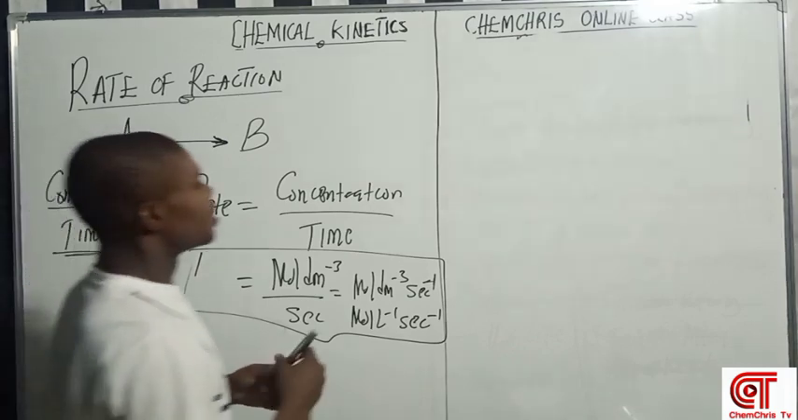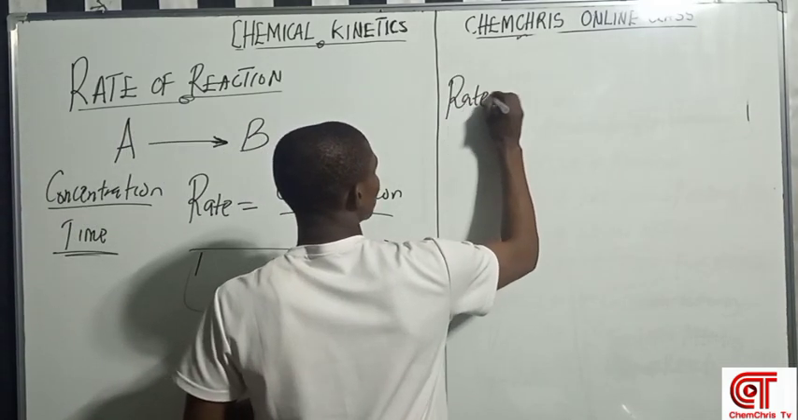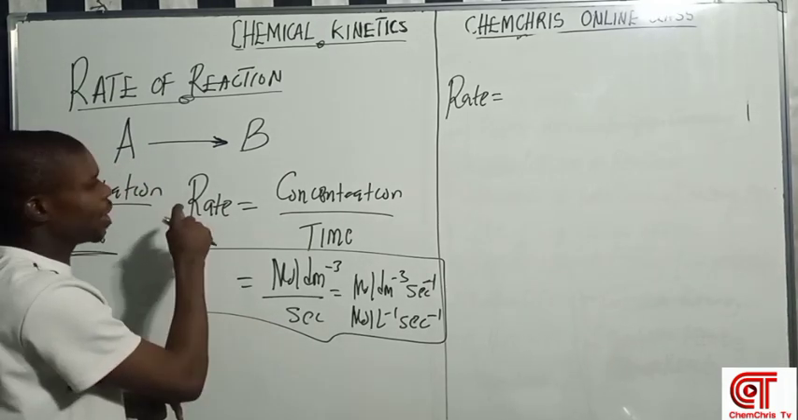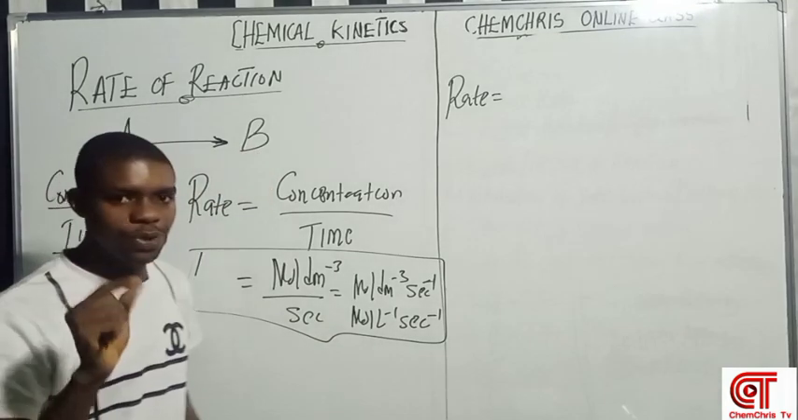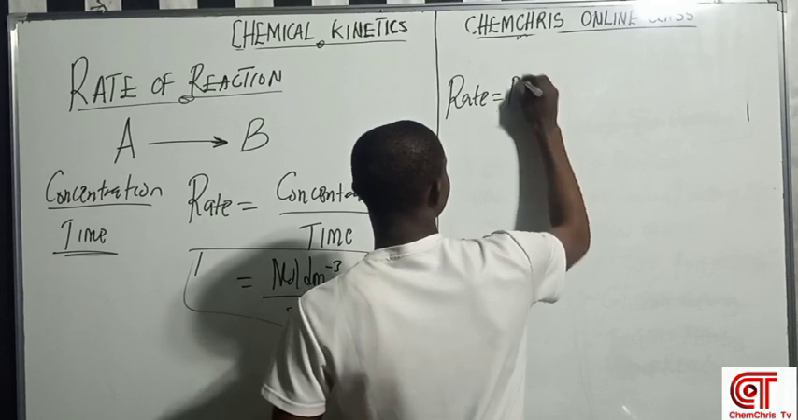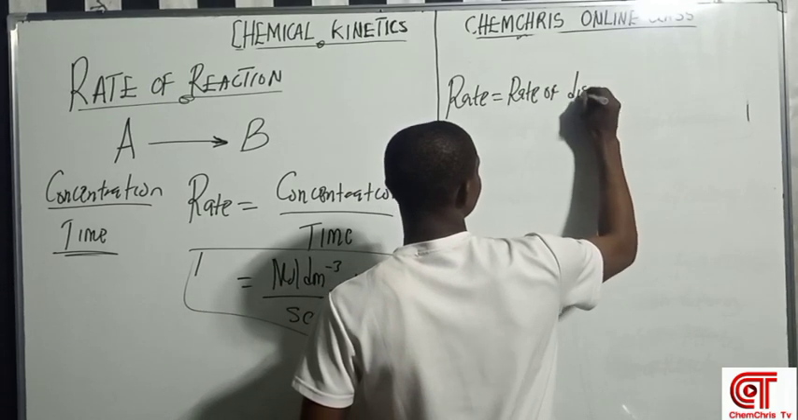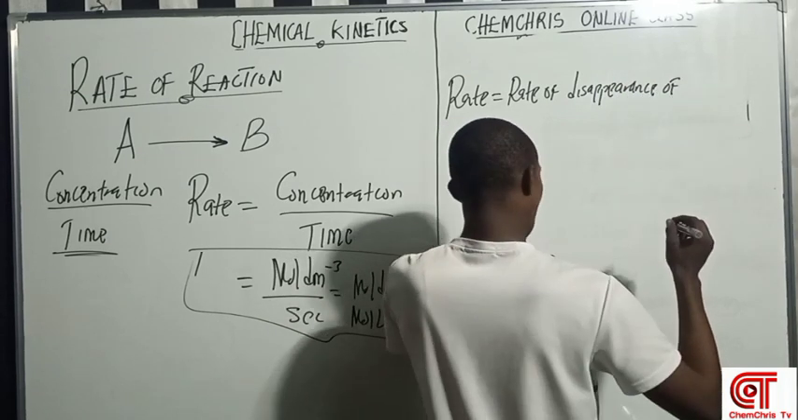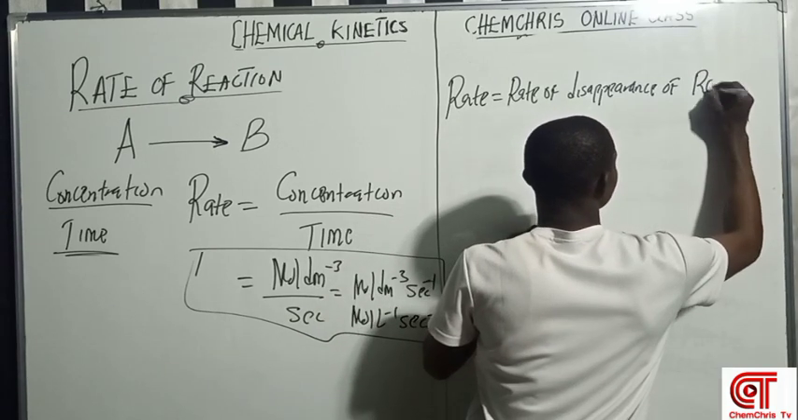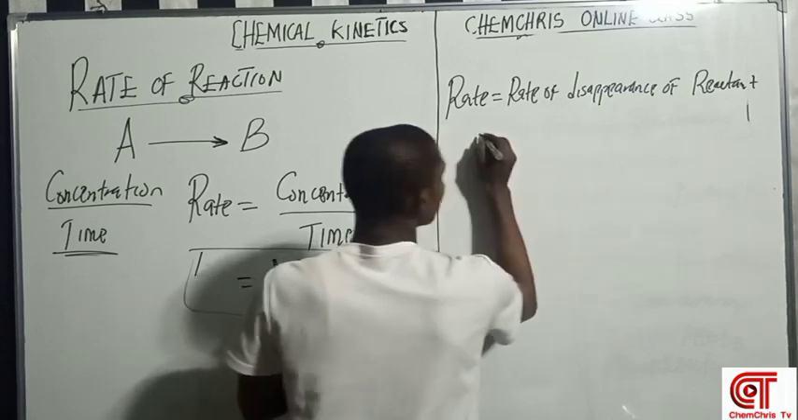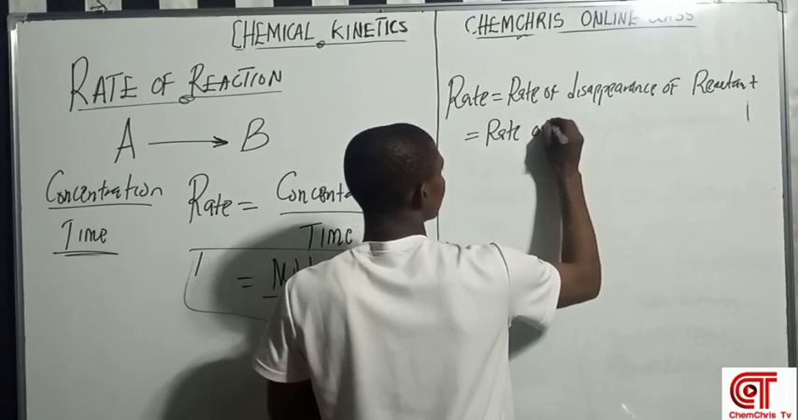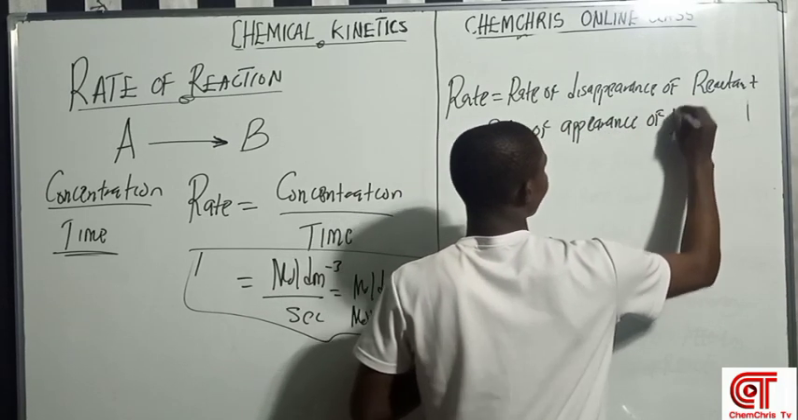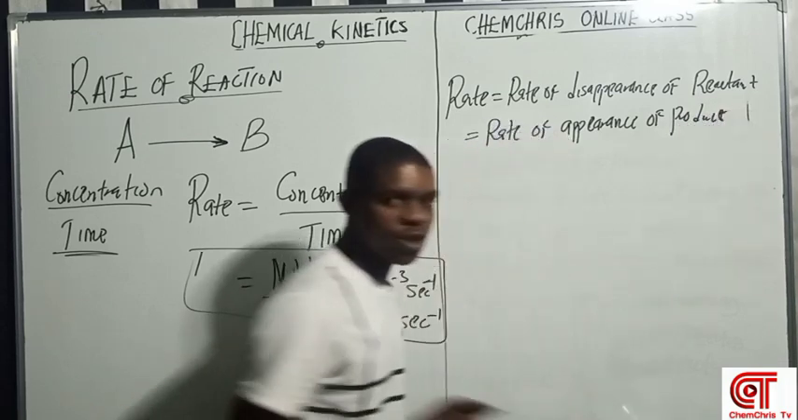Now, here you can see that the rate of a reaction is equal to the rate of disappearance of the reactant, which equals the rate of appearance of the product. So you want to put this in mind. Rate of disappearance of reactants is equal to rate of appearance of products. And I will explain so you understand.